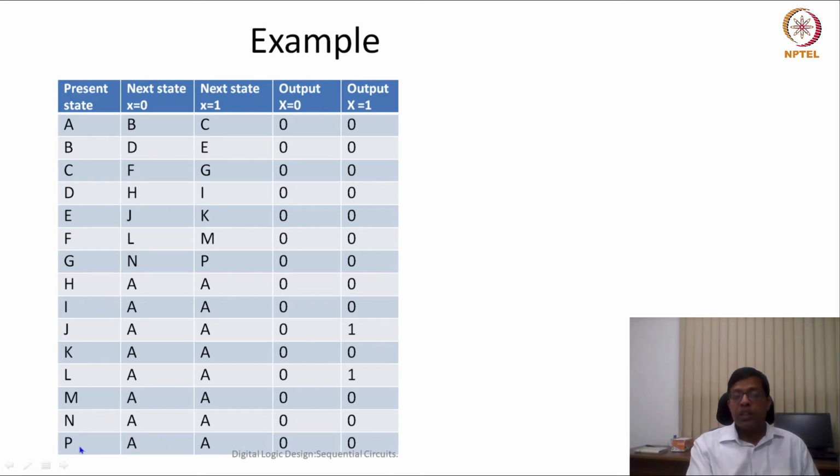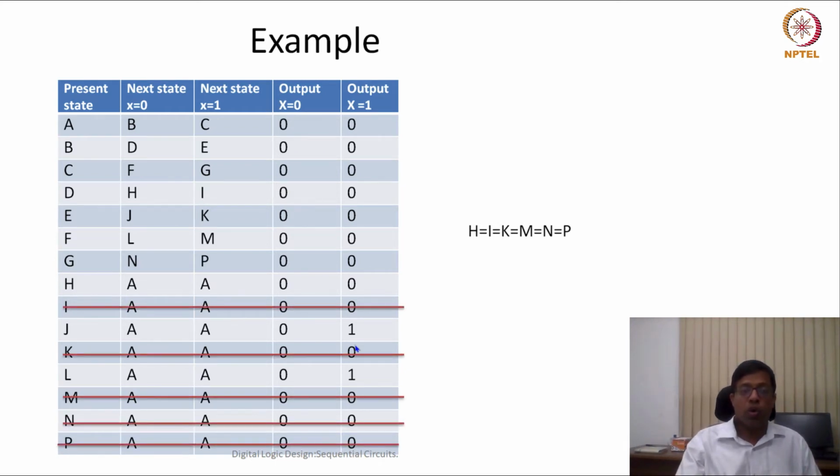Similarly, we see that there is no difference between P, N, M, K, I, and H. All of these rows are the same. So if they are the same, then we can say that all of them are the same. So wherever I, K, M, N, P are written, we can replace them with H, and we can remove these rows because they are redundant. For removing, I am putting a cross, so all of these rows would be removed.